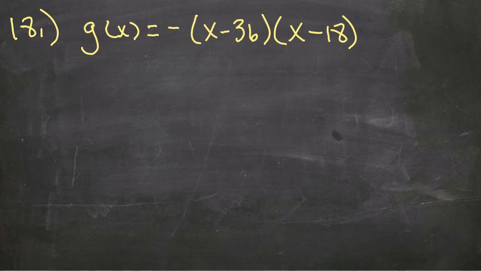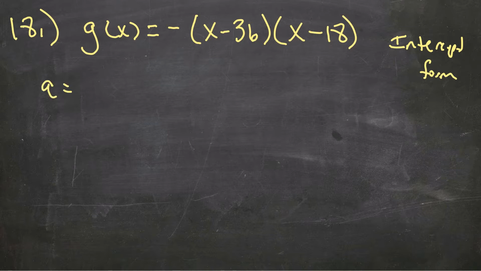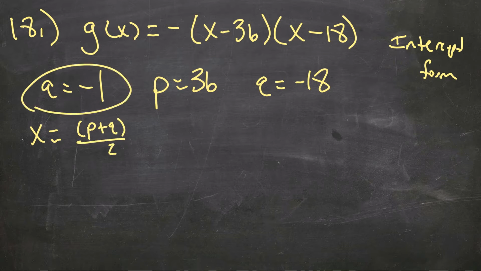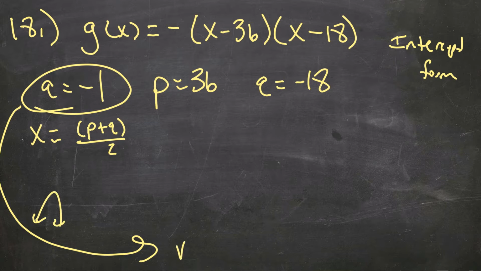Alright. G of x equals negative x minus 36, x minus 18. Once again, it's intercept form. A is negative 1. P is positive 36. Q is negative 18. Remember, next step is the vertex. And once again, remember, since A is negative, it's an upside down U, which tells me it's going to be a max value.